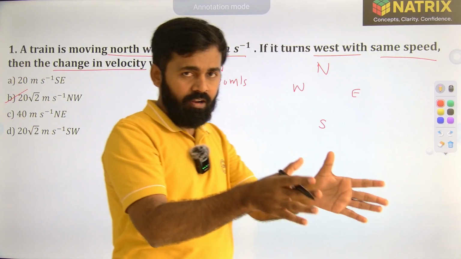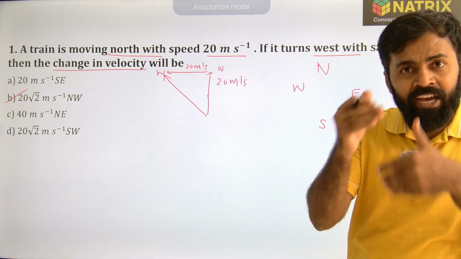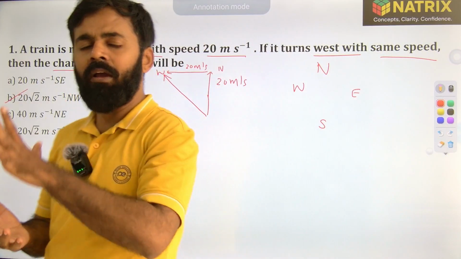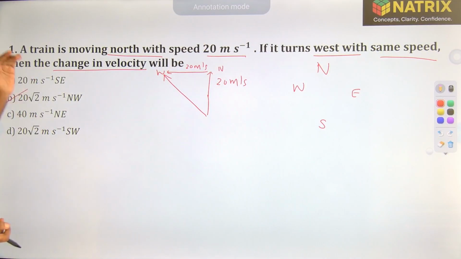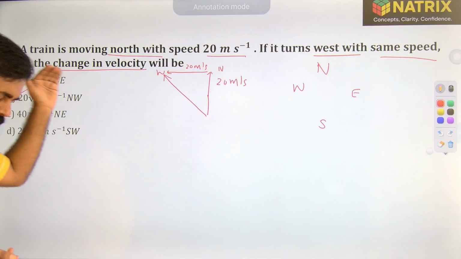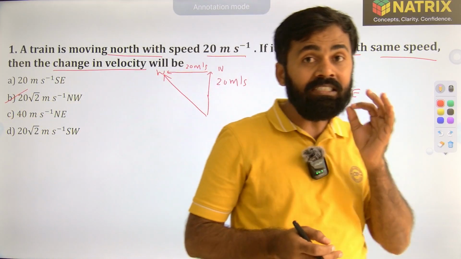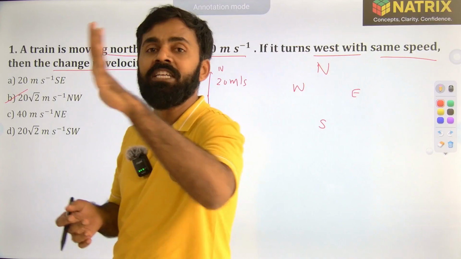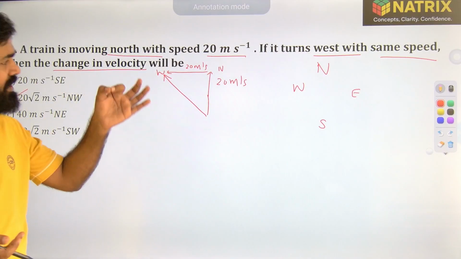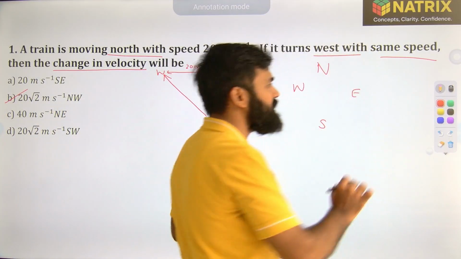But that is wrong. Where you are going wrong, you have to be careful here. They are not asking the resultant velocity. Instead, they are asking change in velocity. So, how will you find change in velocity?